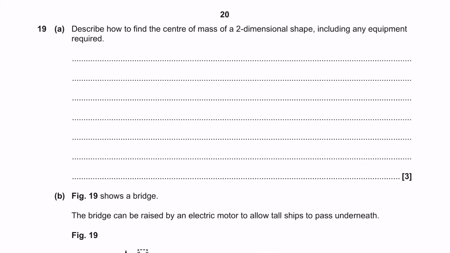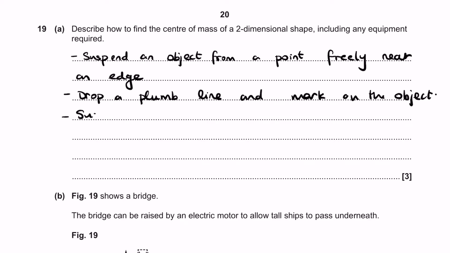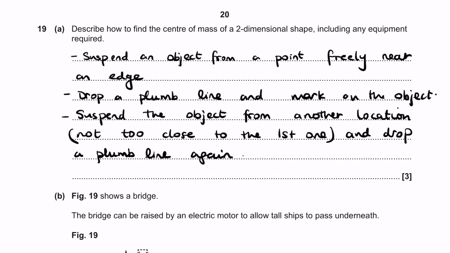Question number 19 says, describe how to find the center of mass of a 2D shape, including any equipment required. So you can suspend an object freely from a point near an edge and drop a plumb line and mark it on the object, and then suspend the object from another location, not too close to the first one, and then drop a plumb line again, and mark its position as well. And where the lines intersect is basically where the center of mass is going to lie.